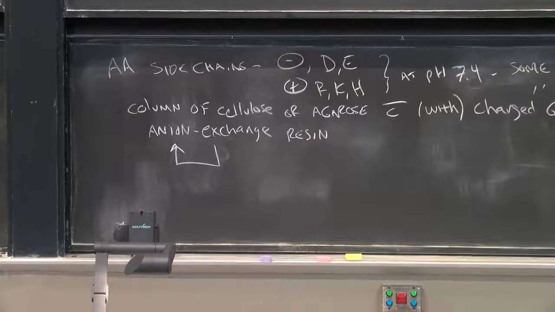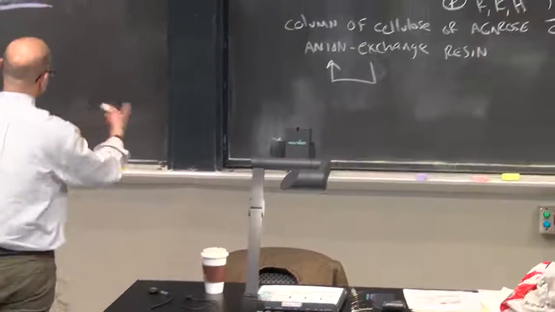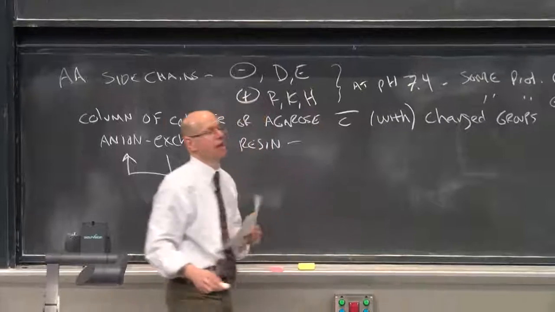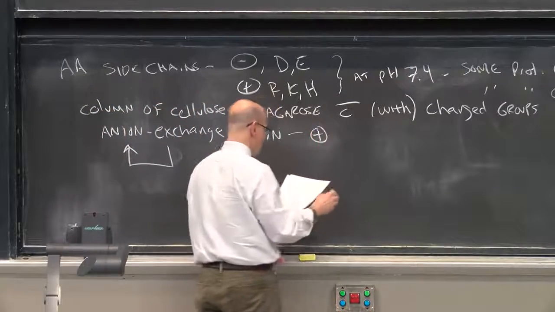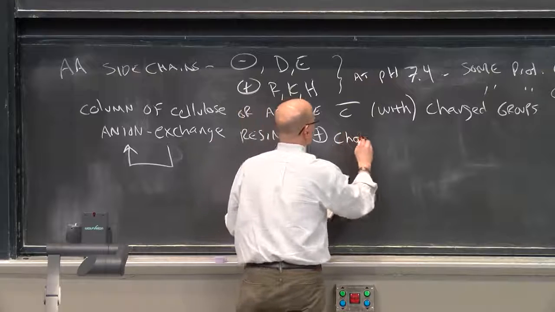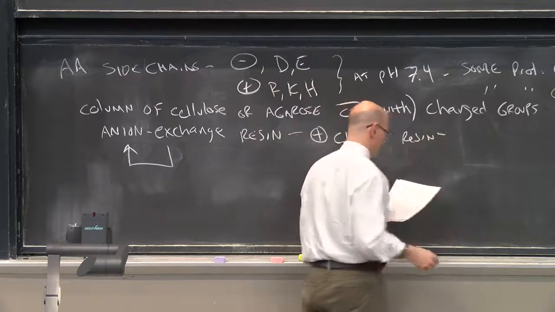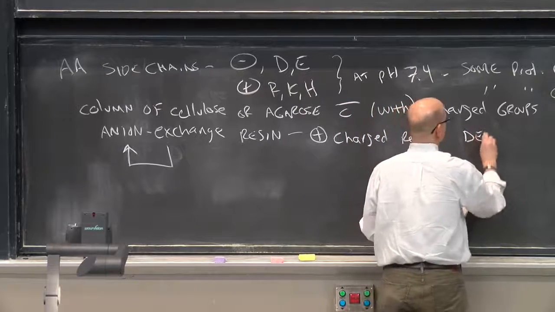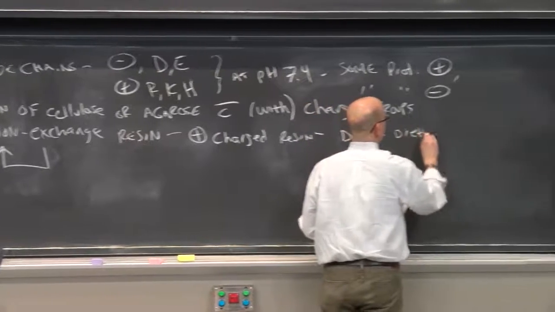Alice, what is it going to exchange? Yeah, anions, of course. So if it's going to exchange anions, remember, what charge does the column have to be? Positive. So it has to be a positively charged resin. And the resin that we typically use, an example of one of these, is called DEAE. And that's diethylaminoethane.